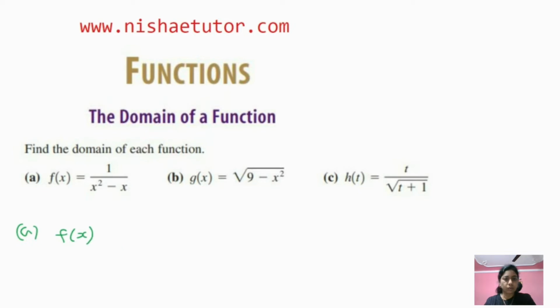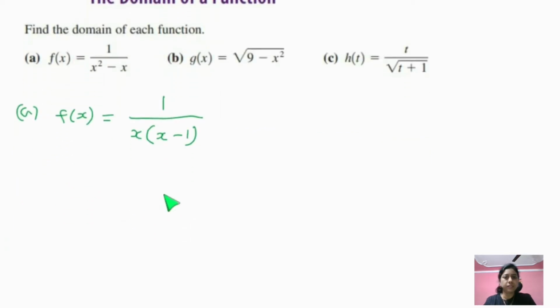f(x) equals 1 upon x square minus x. Can we take x common from here? So now you can easily see when this denominator will be 0. So x can't be 0, right? Because if x is 0, this whole denominator is 0.